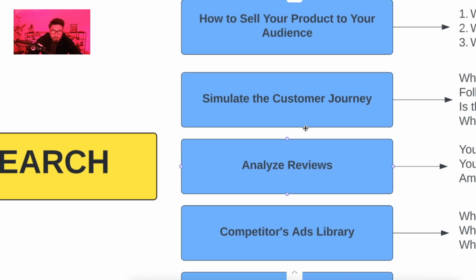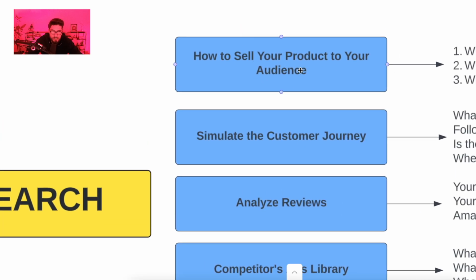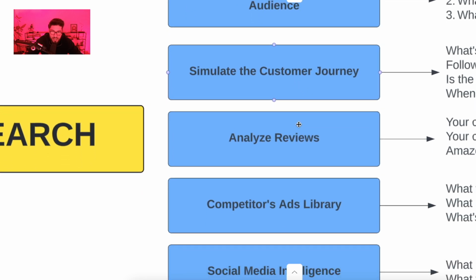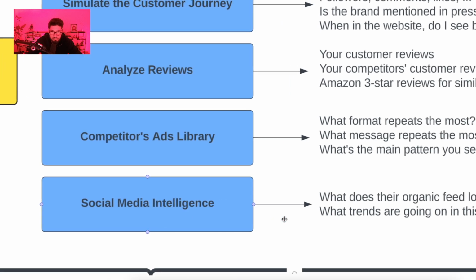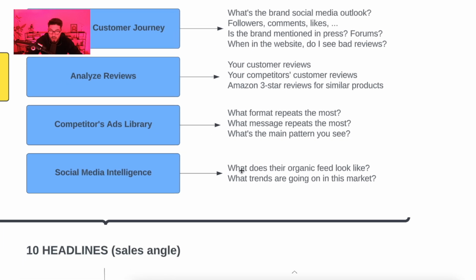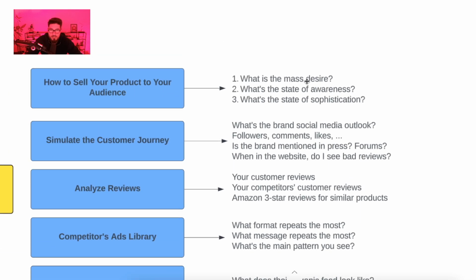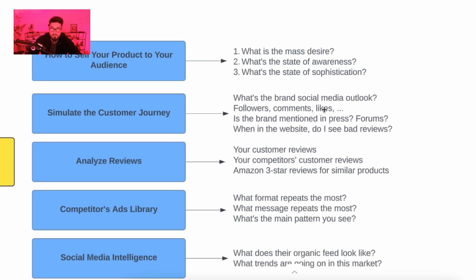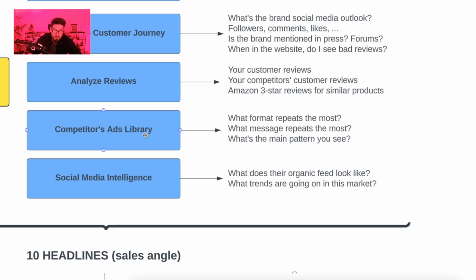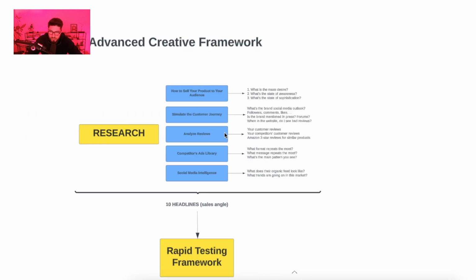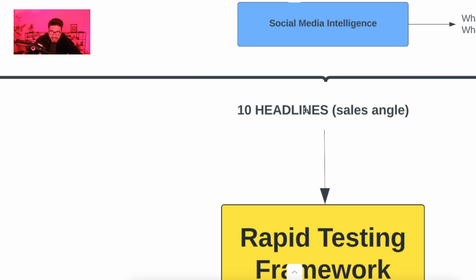And again, a few points on research: how to sell your product to your audience, simulate the customer journey, analyze reviews, competitors, ads library, and social media intelligence. I cannot define each one of the points, but basically: what's going on in their organic feed, what trends are going on in this market, and what is the mass desire? What's the state of awareness, state of sophistication of that market and product, and perception, customer reviews, analyzing ads libraries in Magic Brief, in all of these platforms or in the Facebook ads library. Do your research and come up with 10 headlines.